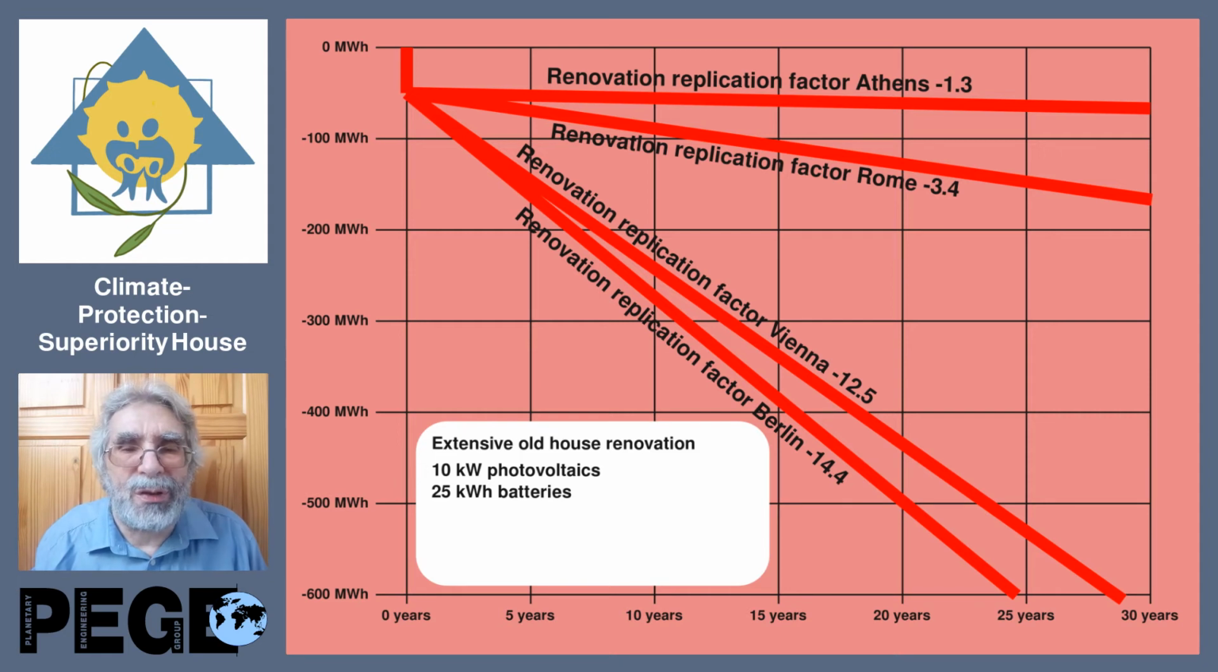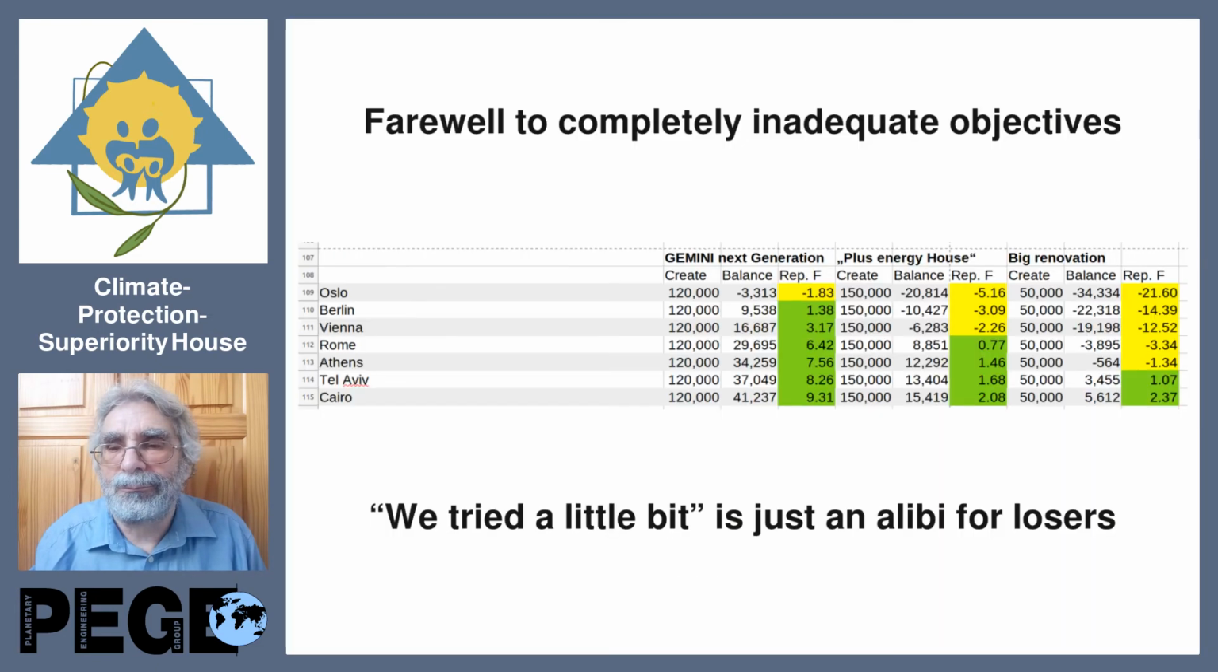So the method is make new Climate Protection Superiority Houses. Don't fool around with extensive renovations of old houses. This makes no sense. Farewell to complete inadequate objectives.